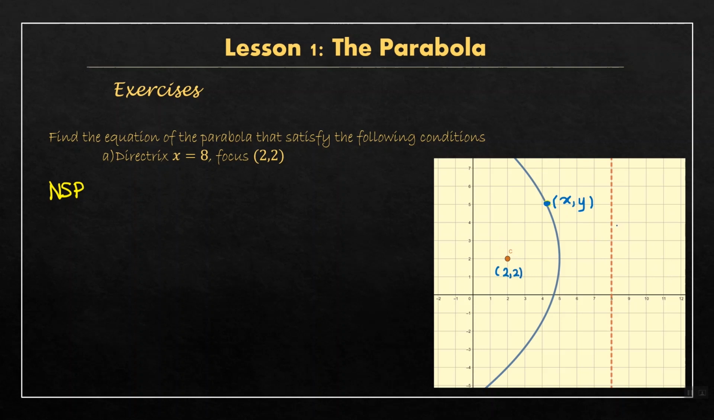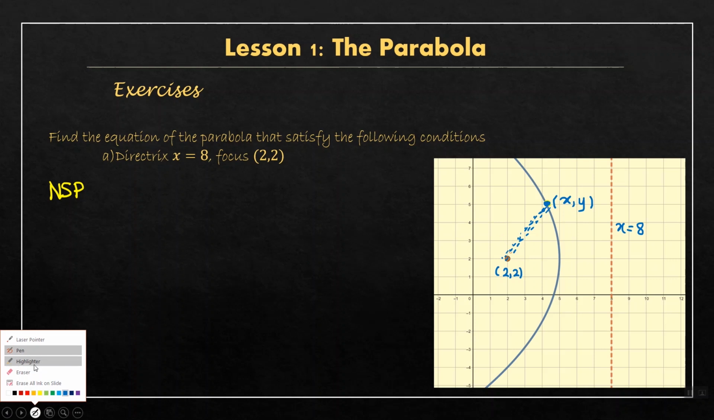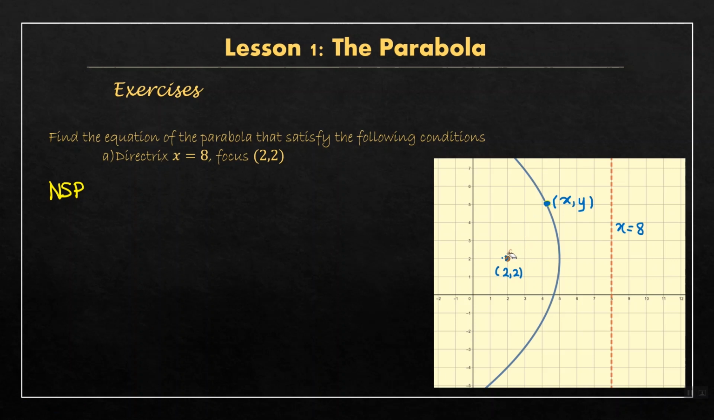This is the directrix, which is x equals 8. Now, according to the definition, the distance between the point and the focus, let's call this D1, should be equal to the distance between the point and the directrix.